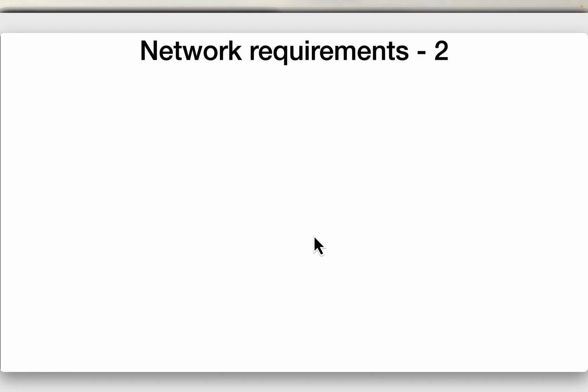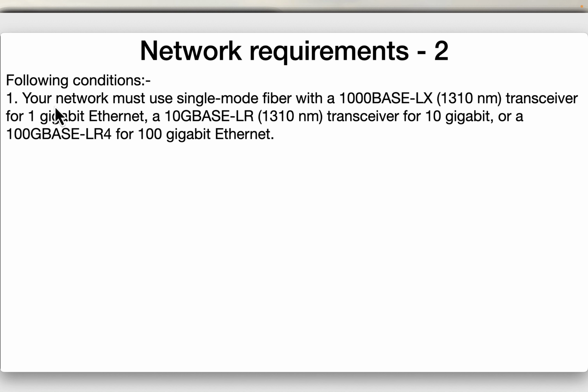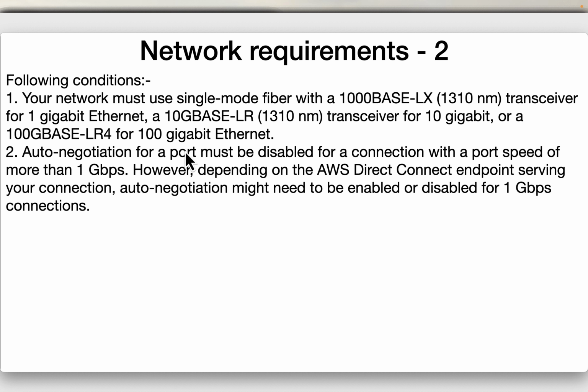And some other requirements are physical network requirements. Your network must use a single mode fiber with a 1000BASE-LX transceiver for 1 gigabit Ethernet, a 10GBASE-LR transceiver for 10 gigabit, or a 100GBASE-LR4 for 100 gigabit Ethernet. Auto negotiation for a port must be disabled for a connection with a port speed of more than 1 Gbps. However, depending on the AWS Direct Connect endpoint serving your connection, auto negotiation might need to be enabled or disabled for 1 Gbps connections.